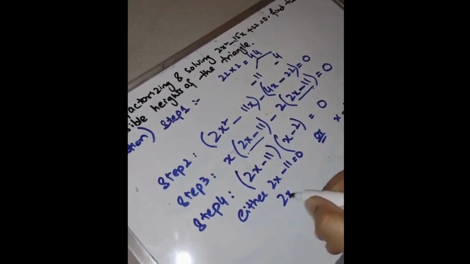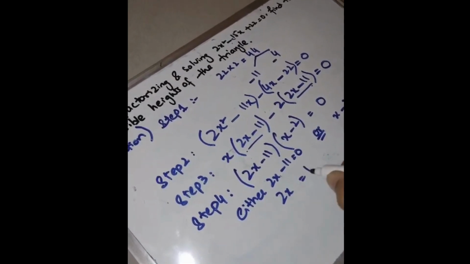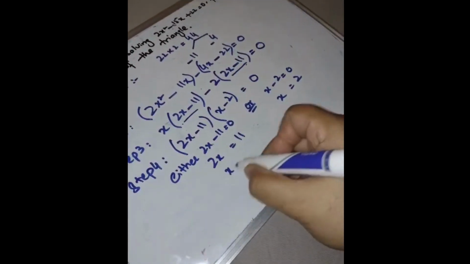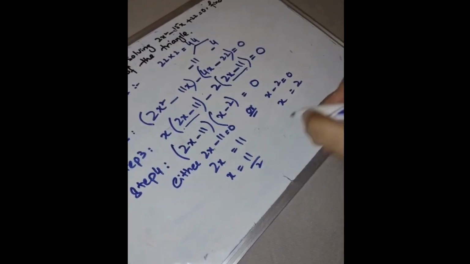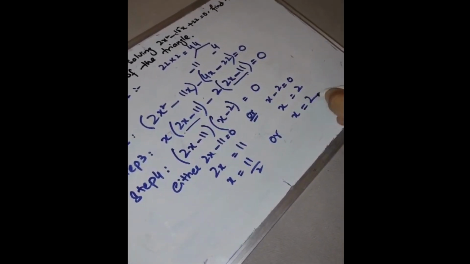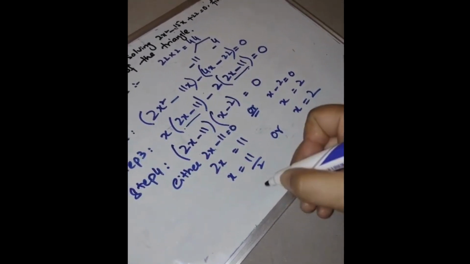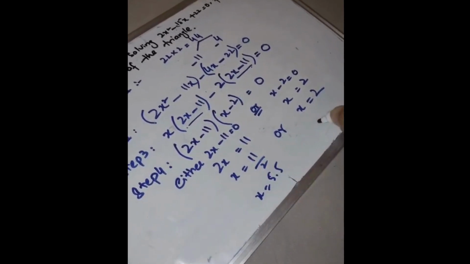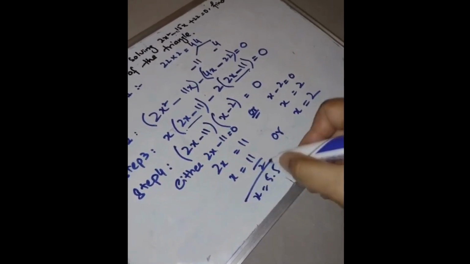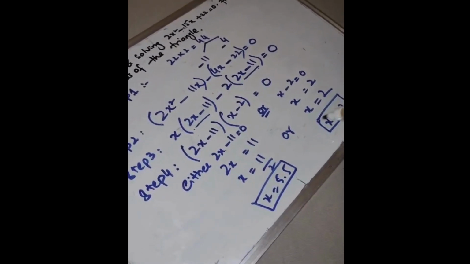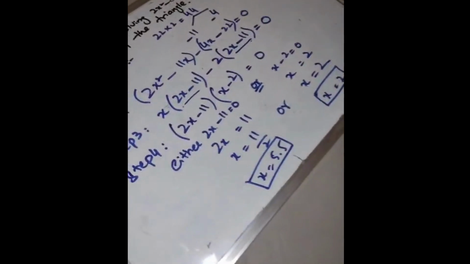So now it's 2x equals to 11 and this x equals to 2. So x is equals to either 11 upon 2 or x is equals to 2. So that will be equals to 5.5 and this will be equals to 2. So there are two values of x here. If you substitute these values again, the answer will be same.